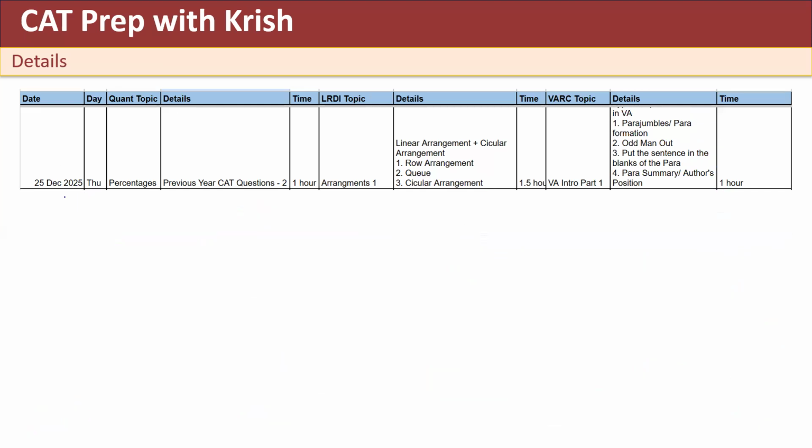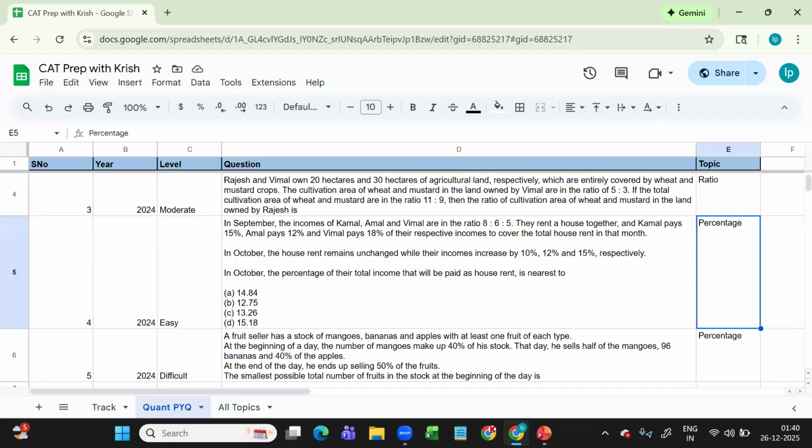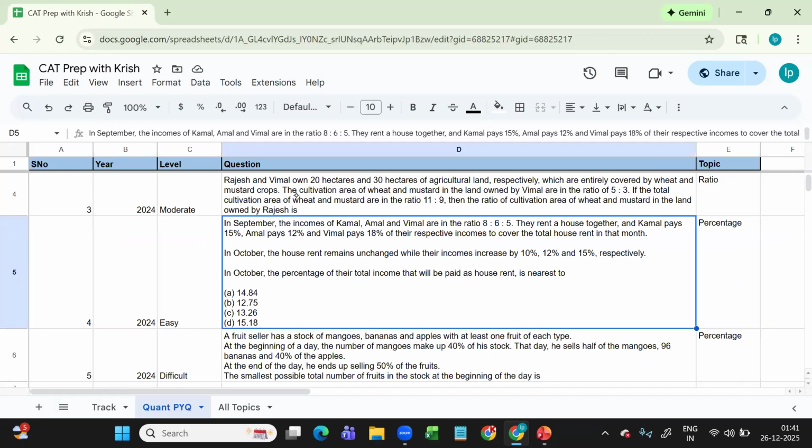Next, coming to percentages, quant. What I have understood is, also I have done two previous year questions on this topic, percentages topic. Let me open that. So, those two questions again are from 2024. The first question that you're seeing on the screen, I felt it is easy.